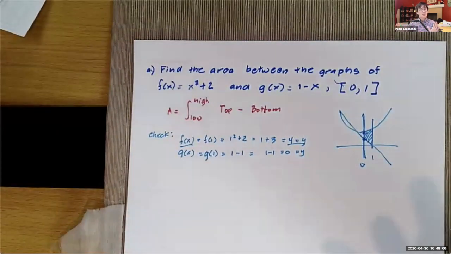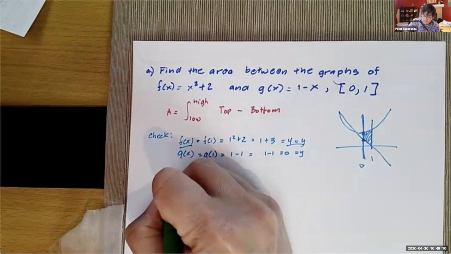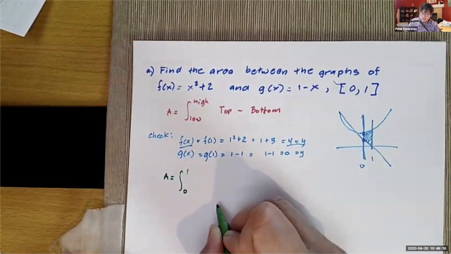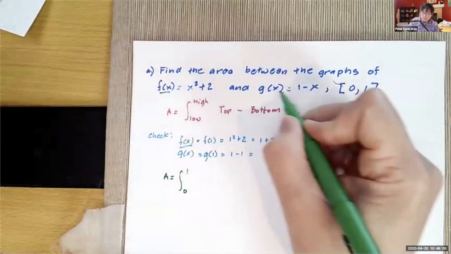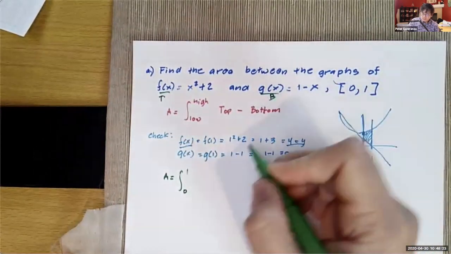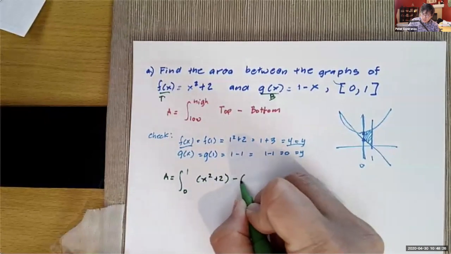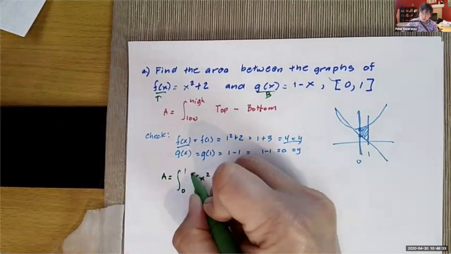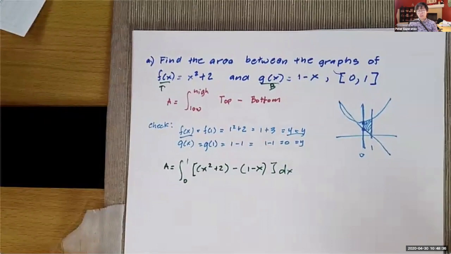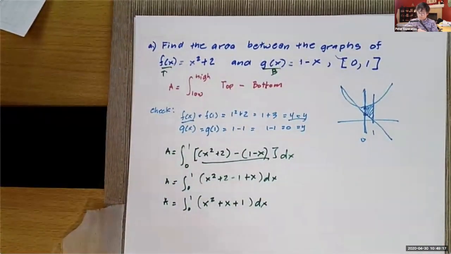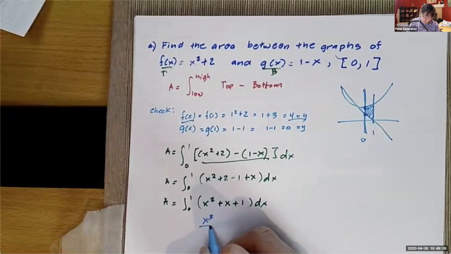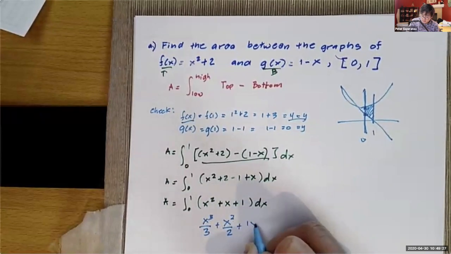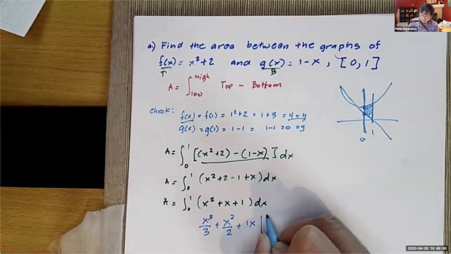So let's solve it. We're not going to use the calculator yet. We're going to be using our calculus skills. So we know that the range is from 0 to 1. F of x minus g of x, or top minus bottom. So this is our top and this is our bottom. So we have x squared plus 2 minus (1 minus x). And we know that we're going to integrate it. So we're going to find its antiderivative, but we're not going to do that yet. We're going to do a little bit of algebra. X cubed over 3 plus x squared over 2 plus 3x, evaluated from 0 up until 1.